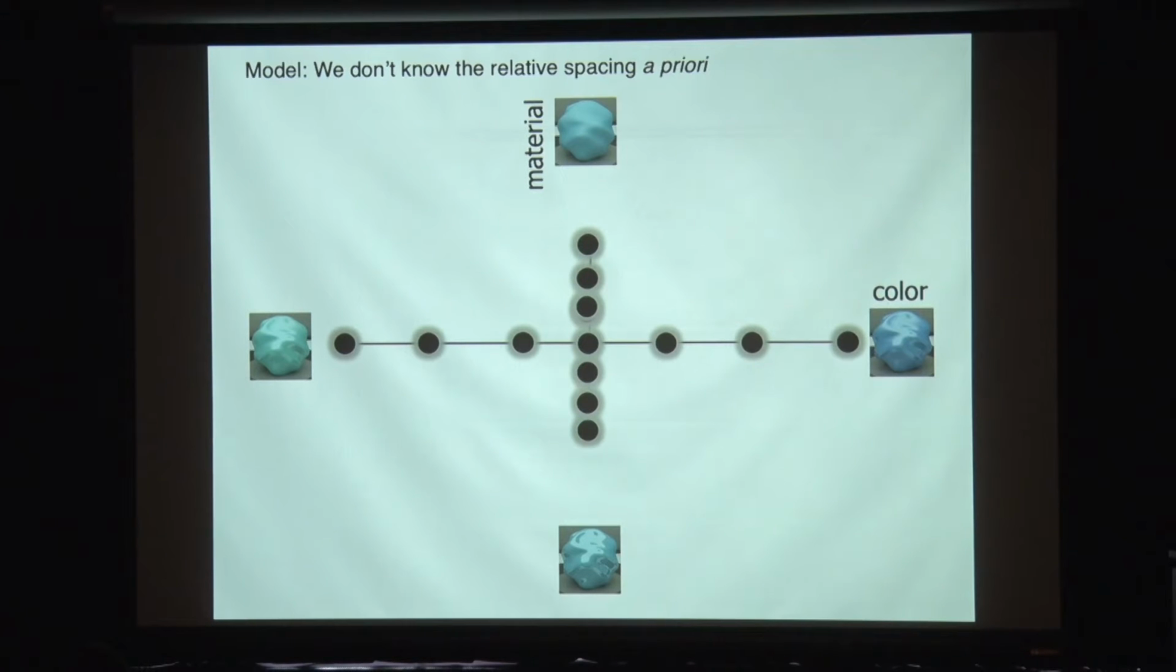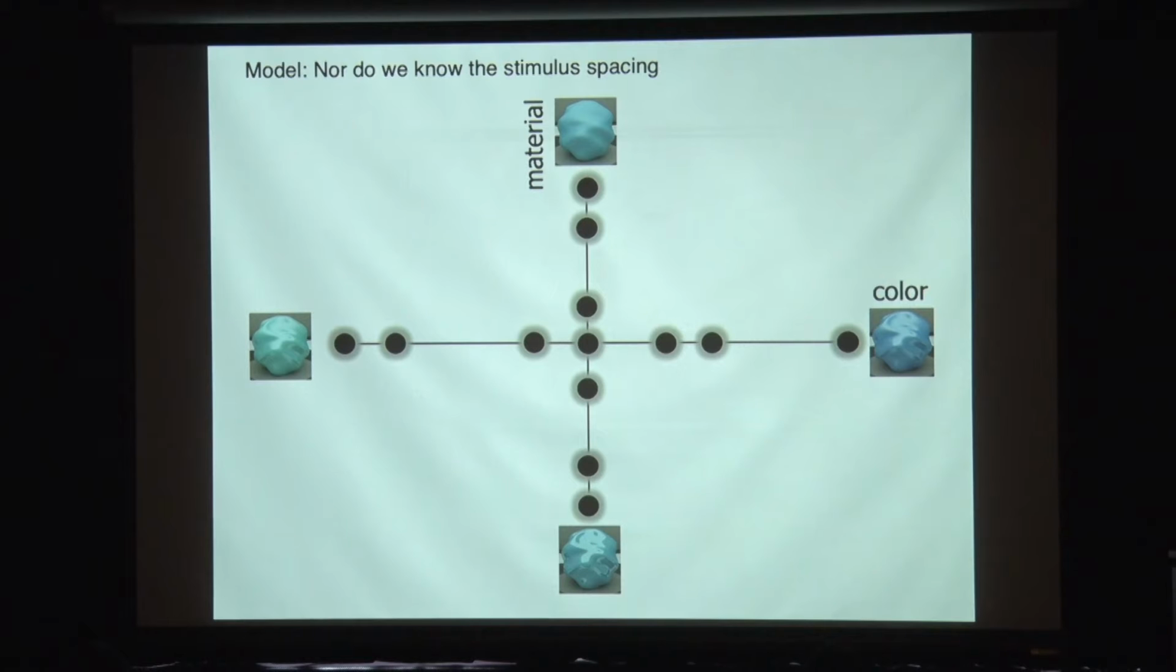And finally, we don't know that the spacing is uniform along the two axes, so there can be some variability. These are wherever they are, and those are wherever they are. But we're going to assume that that representation is underlying observers' choices. It's just that we don't know for our stimuli where to plot each stimulus.